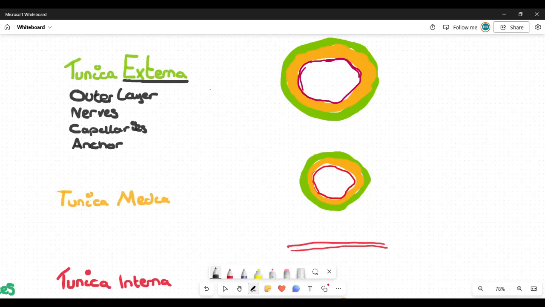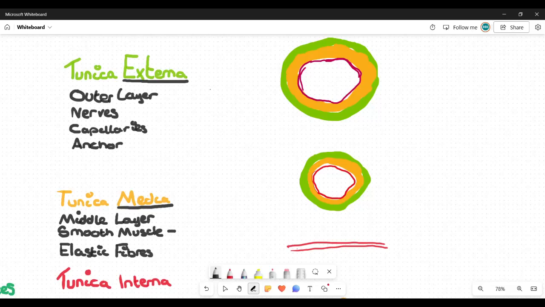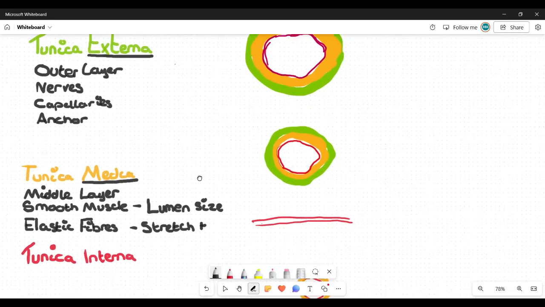The Tunica Media is the middle layer, with media meaning middle. This layer is made of smooth muscle rings and elastic fibres. Smooth muscle wraps around the blood vessel like a ring on a finger, allowing for muscular contraction and relaxation to change the internal diameter of the blood vessel, known as the lumen size. The elastic fibres allow for the blood vessels to stretch and recoil within the cardiac cycle.